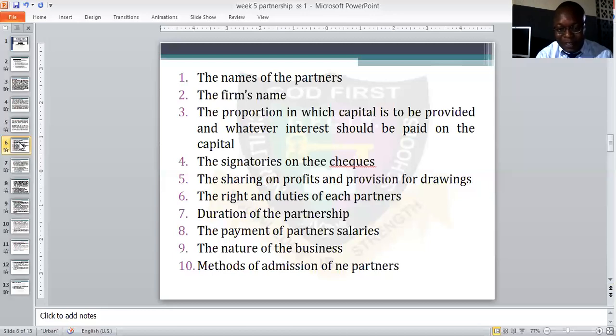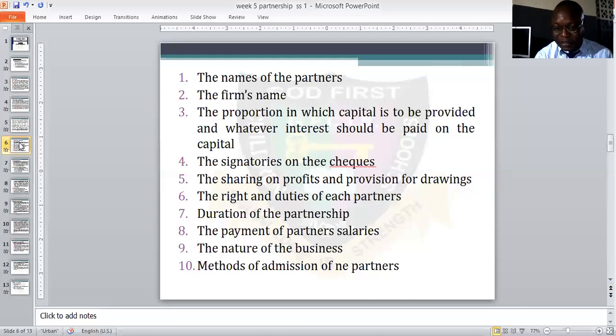Then provision for drawings as well, in case they want to withdraw from the business, it must be there. The rights and duties of each partner, whether they have different types of agreement. Then the duration of the partnership, when they are going to end the business, must be there. Then payment of partner salaries must also be stated there.